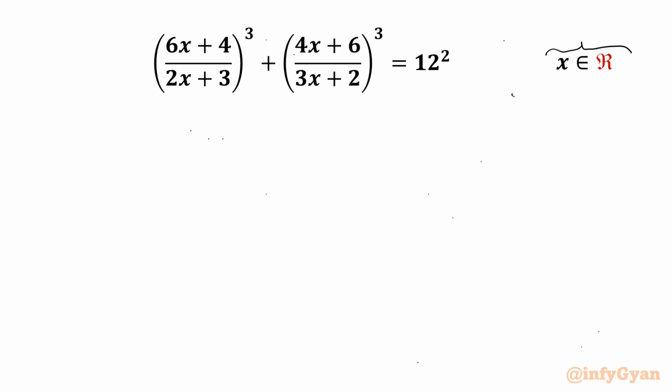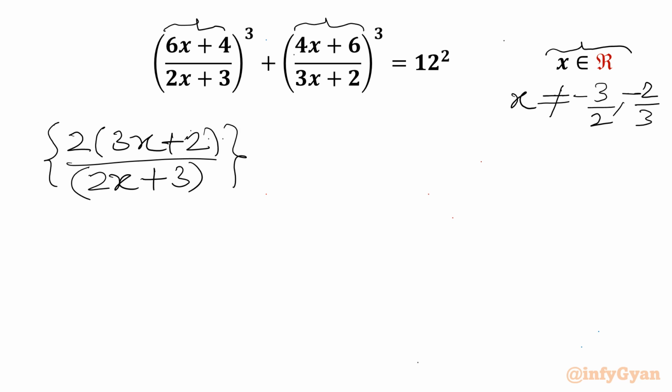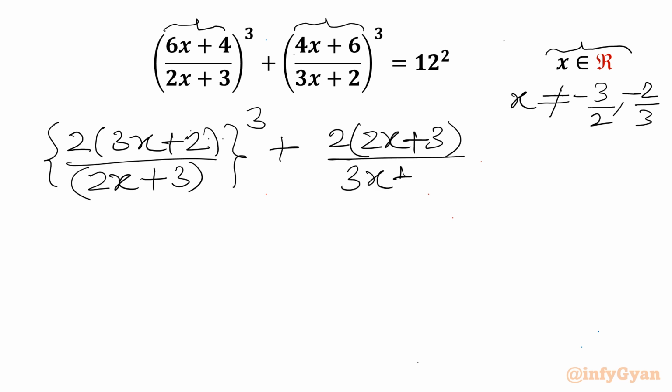We will write denominator cannot be 0. So x can't be negative 3 over 2 and negative 2 over 3. Now I will take 2 common from the numerators only. So I can write 2 times (3x plus 2 over 2x plus 3) whole cube plus 2 times (2x plus 3 over 3x plus 2) whole cube equal to 12 square, 144.